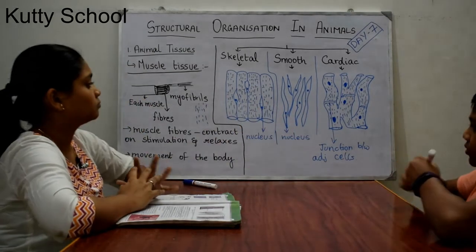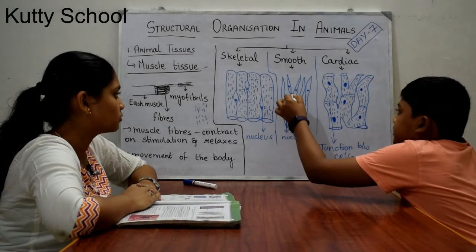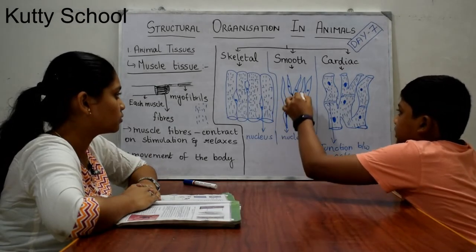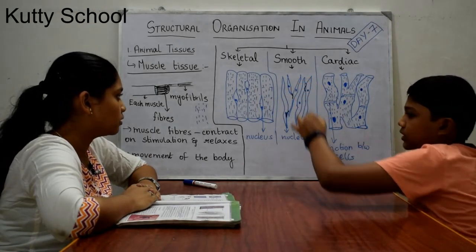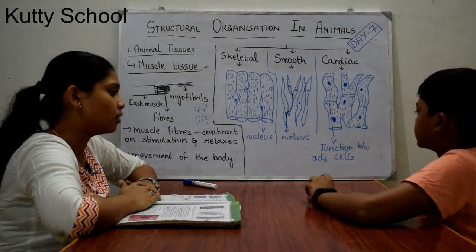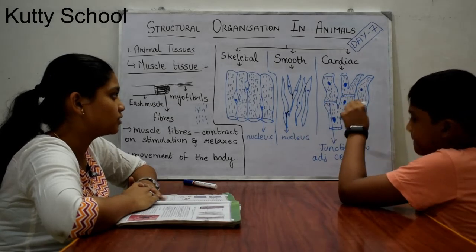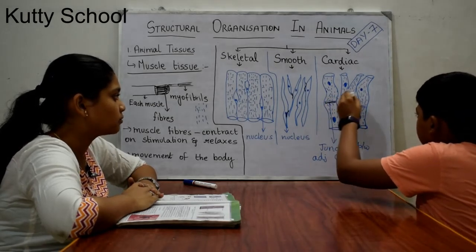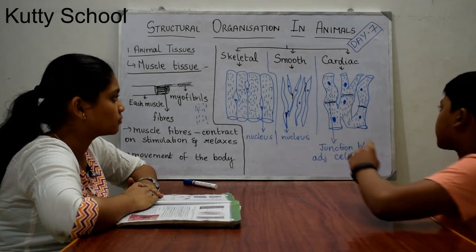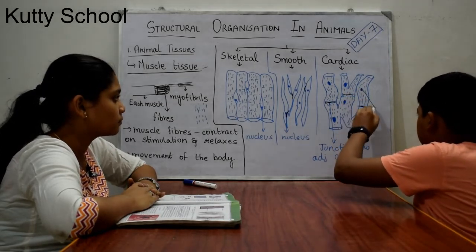So they are joined through junctions. Here a junction is there, here a junction is there. Yes, some junctions we have already studied: the tight, adhering and gap junctions. Here the junction is in between, yes, between the adjacent cells. Okay. The nucleus is this thing.